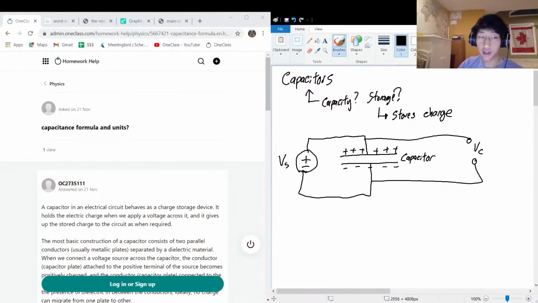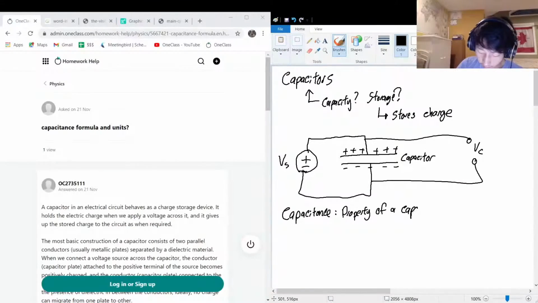Okay, now how will we find the capacitance formula? Capacitance is a property of a capacitor. It's similar to resistance and a resistor. The resistance is just the property of that particular resistor. So, the units for capacitance are farads.